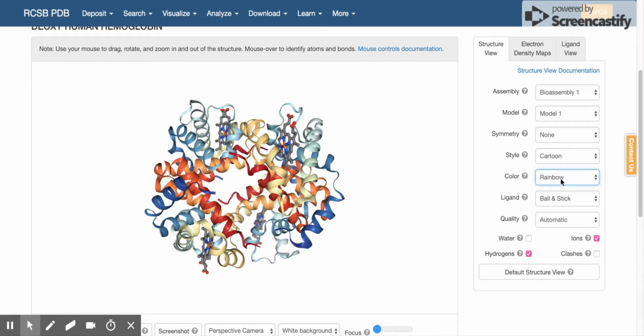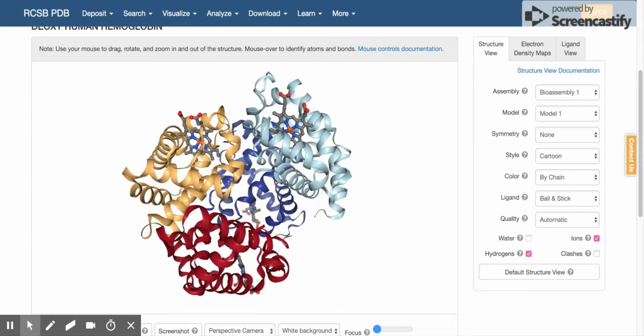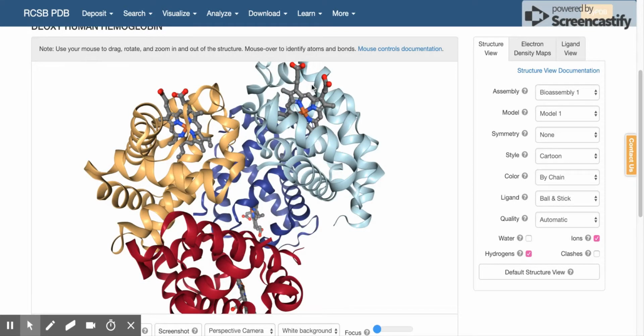You can also change the colors of the protein by secondary structure, by molecule type, and such. I prefer to keep it by chain because hemoglobin is a 4-chain molecule. As you can see, you can zoom in and you see the ligands. So we have our heme groups right here.